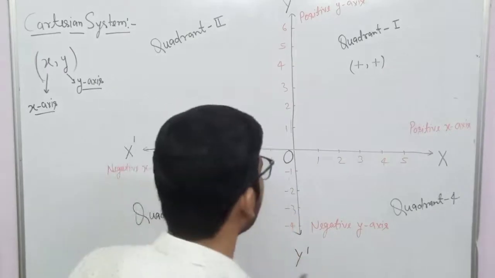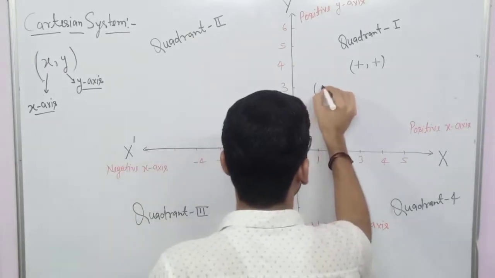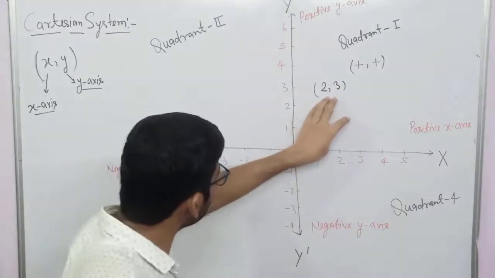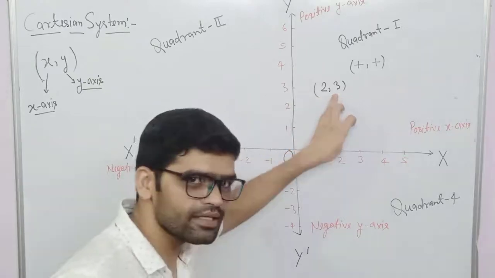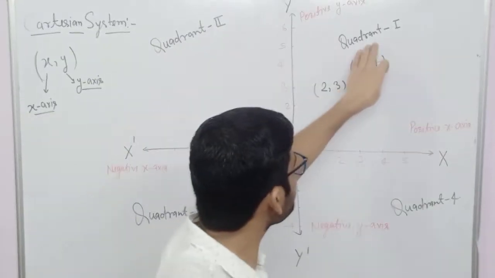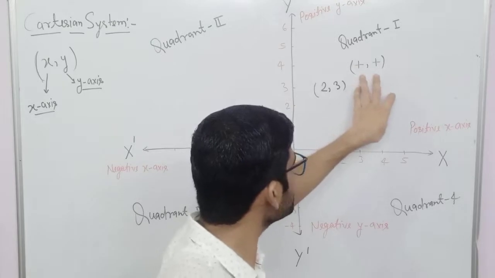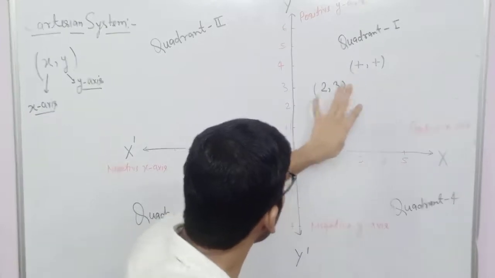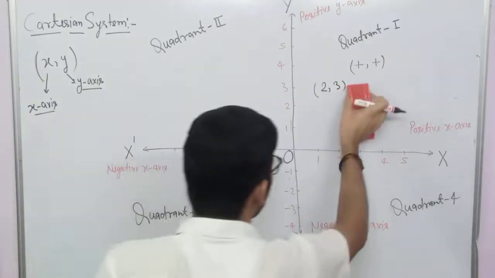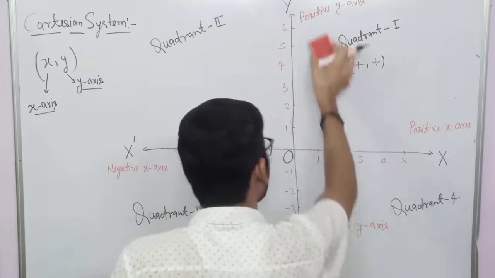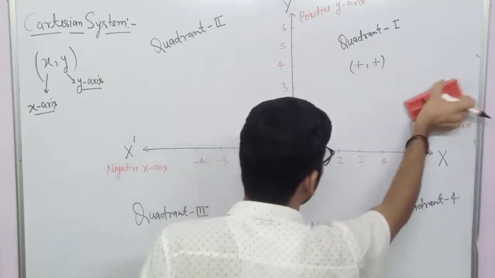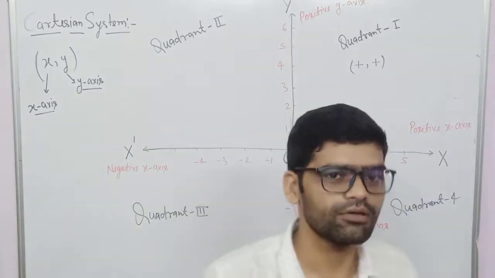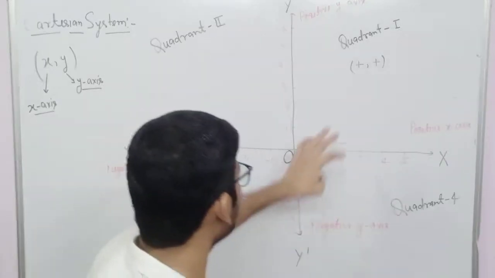According to an example, if you write a point 2 and 3, you see the sign of 2 and 3 is plus and plus, so we can say this point lies in the first quadrant, because the sign of the first quadrant is plus and plus. So if you know the sign of each of the quadrants, then if you see any point or coordinate, according to the sign you can decide which quadrant it lies in. So you can write according to sign.